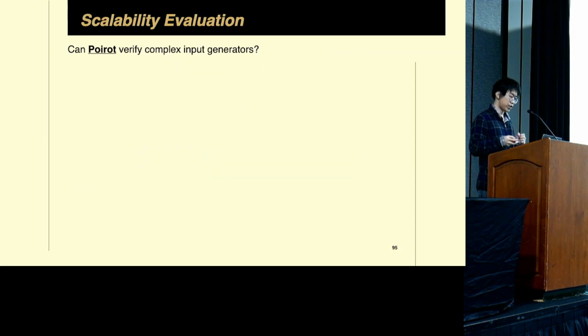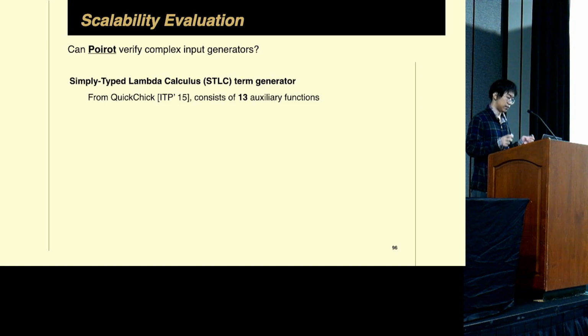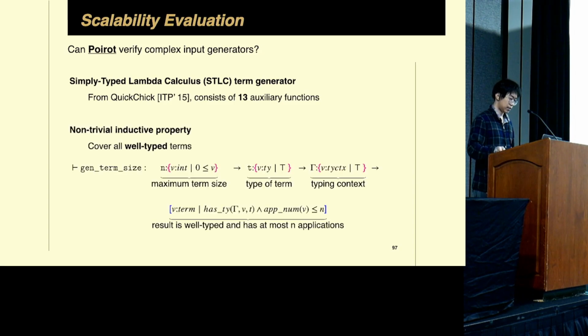And the third question is about the scalability. Can Purdue verify complex input generators? We have a case study about the simply typed lambda calculus term generator, which consists of 13 auxiliary functions. And we also verify it against a non-trivial property. We ask whether it can cover all well-typed terms. So the well-typed notion here is inductively defined by some typing rules. So Purdue can successfully verify this kind of test generator.